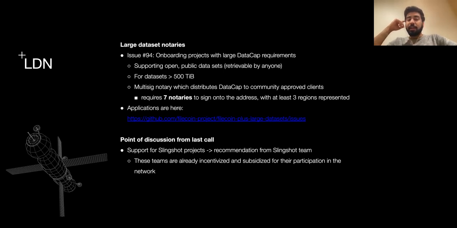So we initially targeted a range of between 500 PB to 5 PB of DataCap, and clients could apply on a per project or per data set basis for that amount of DataCap. And 7 notaries would effectively volunteer themselves to be signers on a multi-sig notary that's established for that specific client request. And so there's a repo that's been stood up.